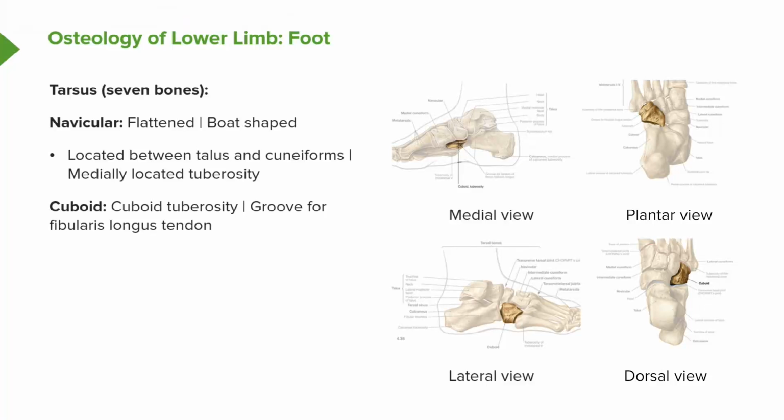The cuboid itself has a tuberosity, which we can again see on the plantar view, and we also see it has a groove for the fibularis longus tendon, and we'll appreciate that when we look at the fibular muscles in a later lecture.